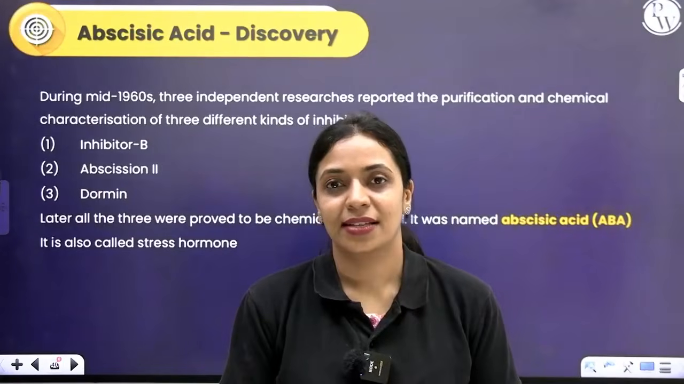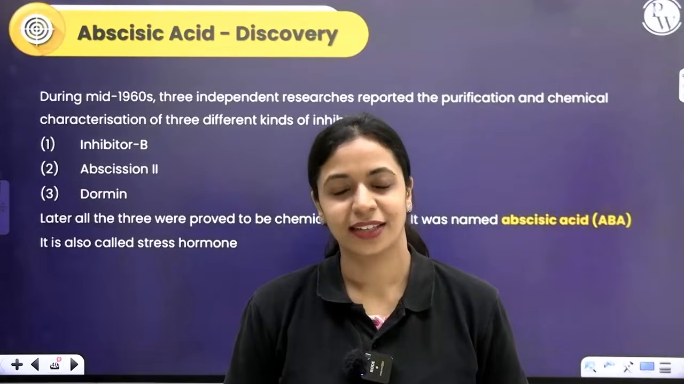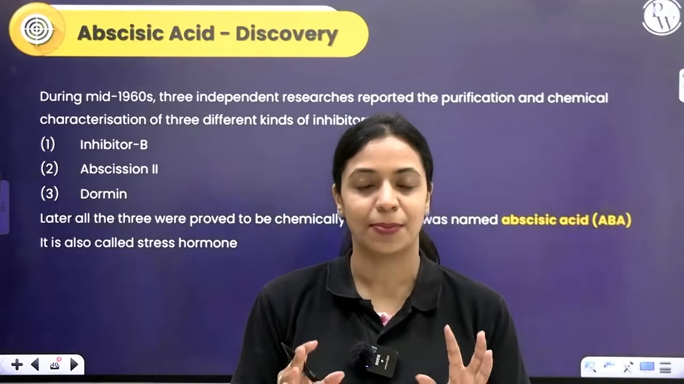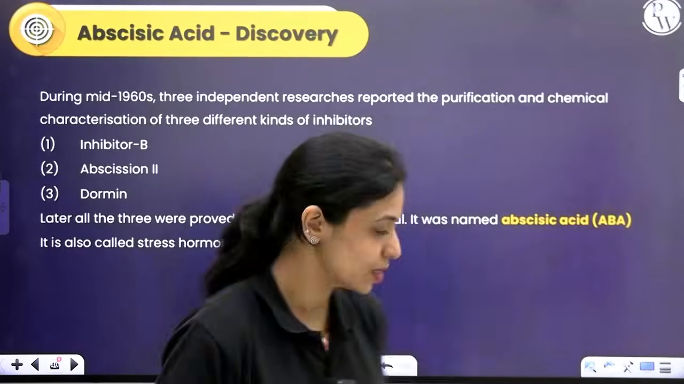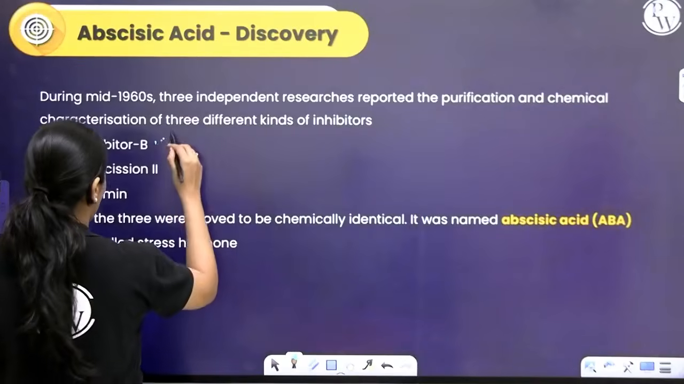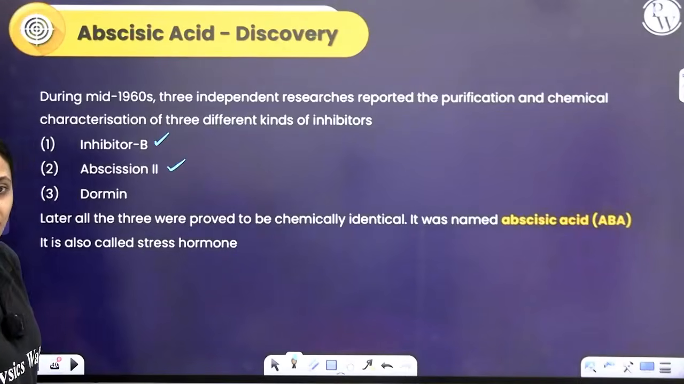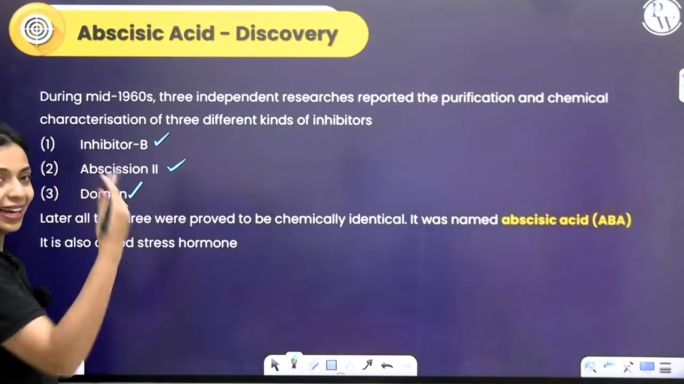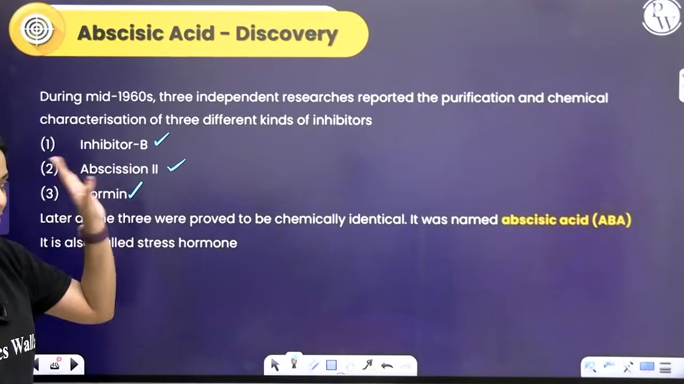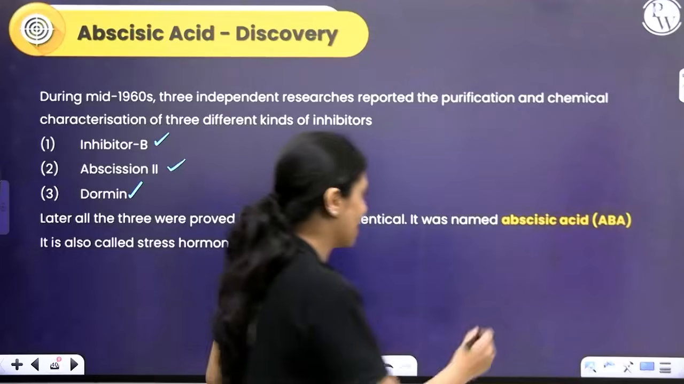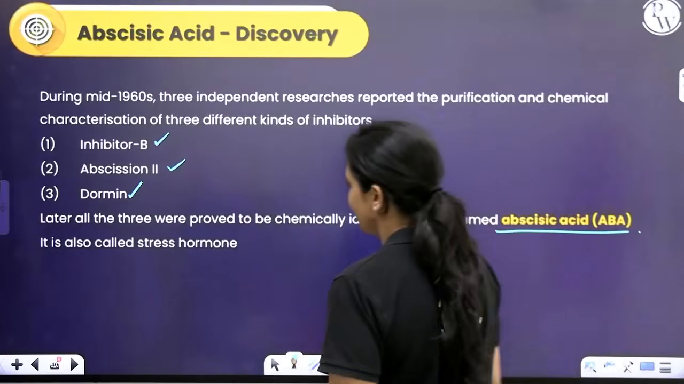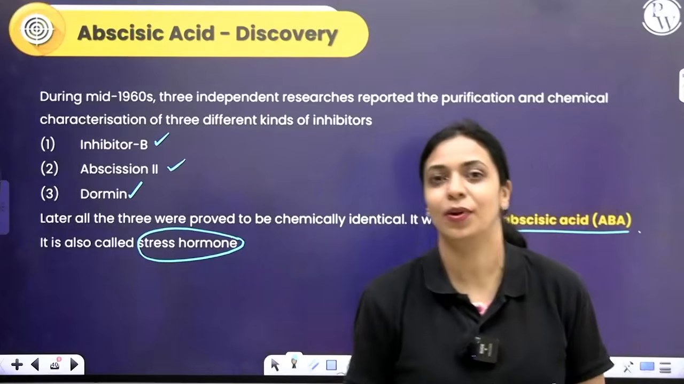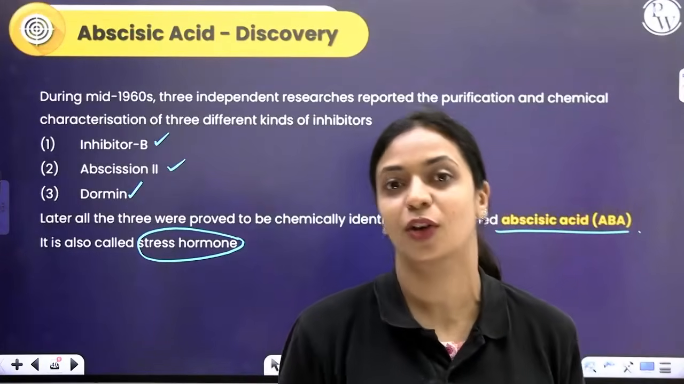Now finally, abscisic acid, the last phytohormone. Discovery of abscisic acid was not very interesting. Three different people across three different parts of the world discovered the same chemical and gave it three different names. One called it inhibitor B, one called it abscission 2, another one called it dormin because it induces dormancy of seed. Later they identified all three to be the same chemical and called it abscisic acid. This is also called a stress hormone in plants because whenever the plant is under stress, this will come and take care of the plant.